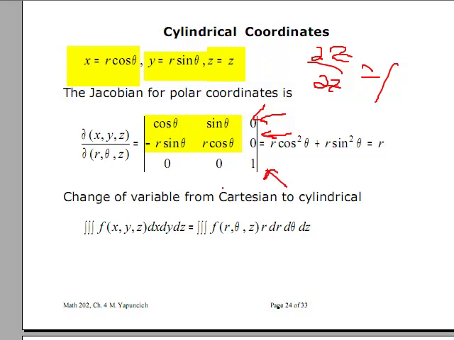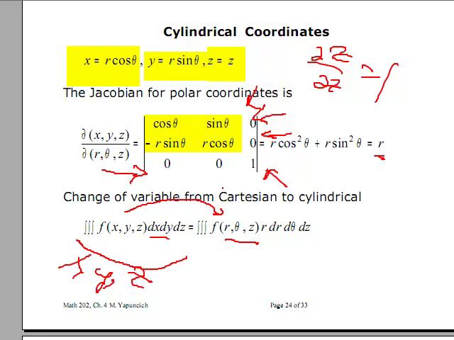Now if you expand along this row, which is the easiest to do, or along this column, depending on whatever you want to use, the bottom line will be that the answer is r cosine squared theta plus r sine squared theta, which is r. In other words, the Jacobian in cylindrical coordinates is the same as the Jacobian in polar coordinates. So here's the triple integral in terms of the original Cartesian variables x, y, and z, and this, of course, is what we're doing. And now we've transformed it into cylindrical coordinates, r, theta, and z. The function got rewritten, and the dx, dy, dz becomes r, dr, d theta, dz.